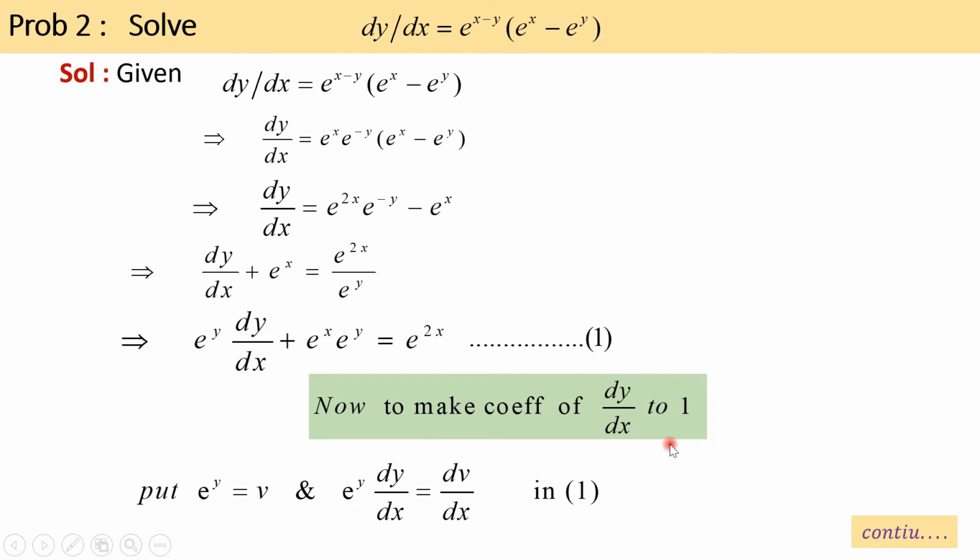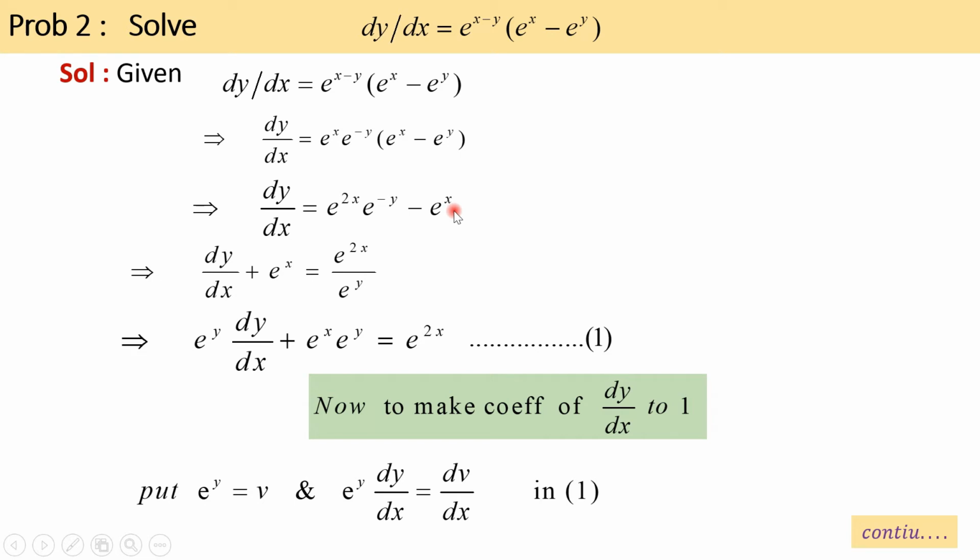Next, let us take the second example. dy/dx = e^(x-y) (e^x - e^y). This equation can be written in this form, separating this one: e^x · e^(-y). Thus this can be written in the form e^(2x) e^(-y) - e^x. Simply we have opened the bracket.